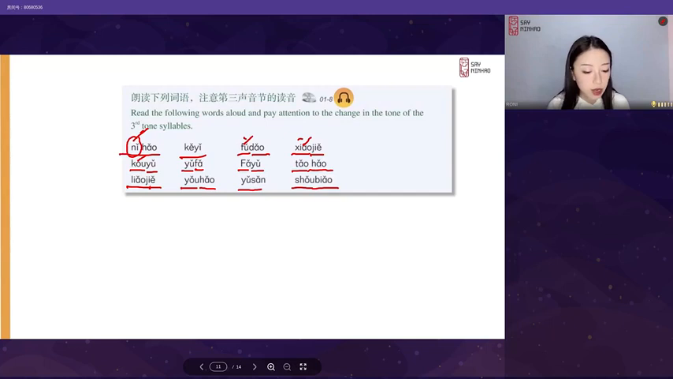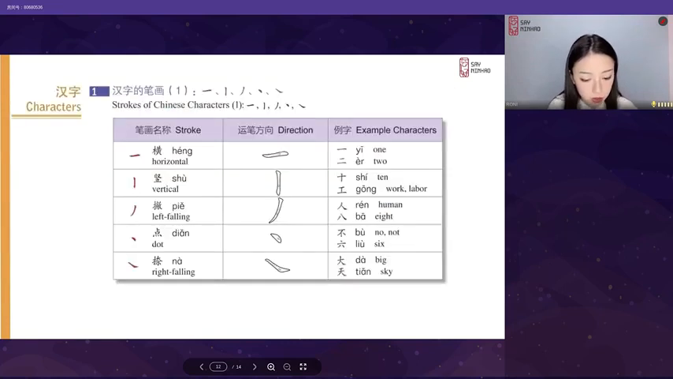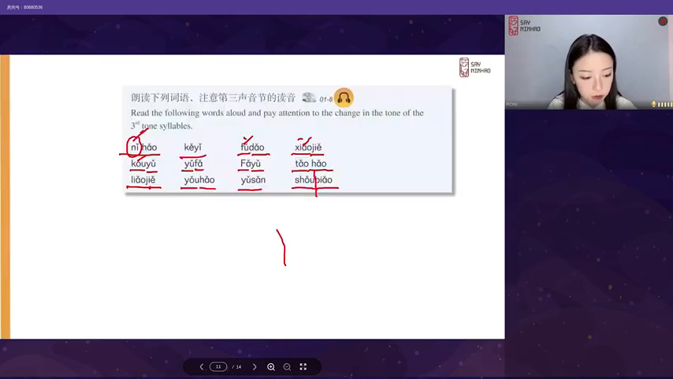Last one. Try to read it by yourself. It is 手表. So the correct pronunciation of it is 手表, 手表. Very good, very good. So that is all for the practice of the third tone sandhi. Now let's move on to the next part. Next part is the text. Let's move on to our text to learn the greetings of Chinese.